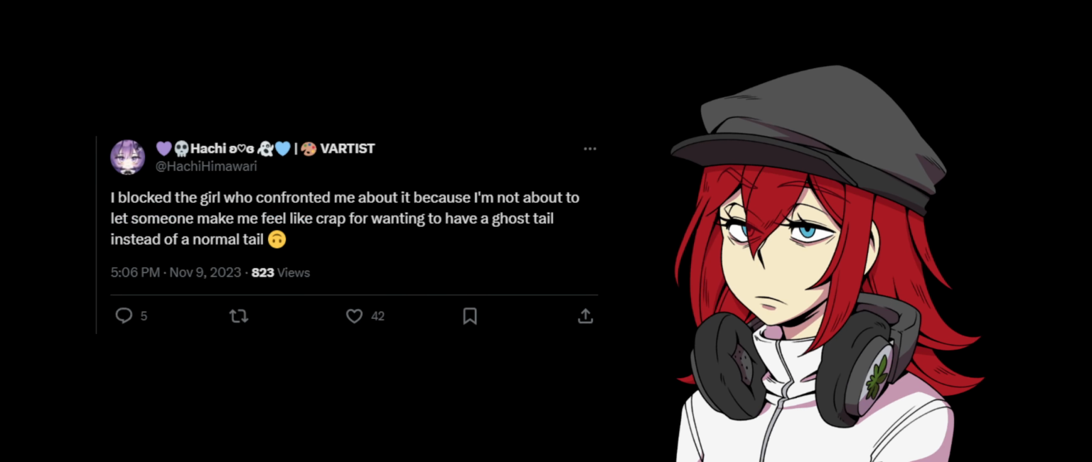I blocked the girl who confronted me about it because I'm not about to let someone make me feel like crap for wanting to have a ghost tail instead of a normal tail.